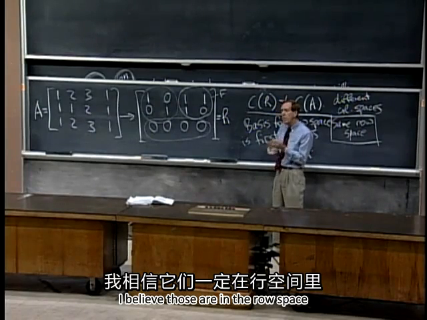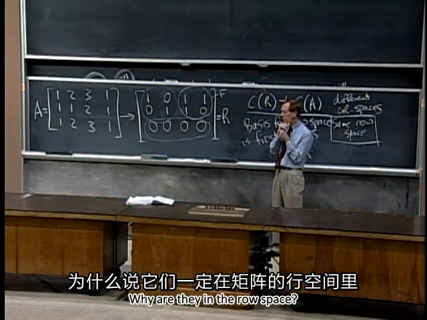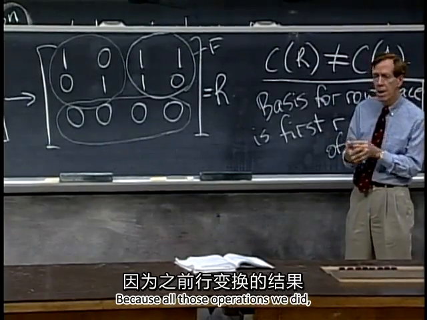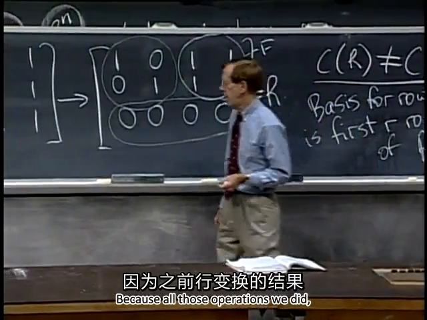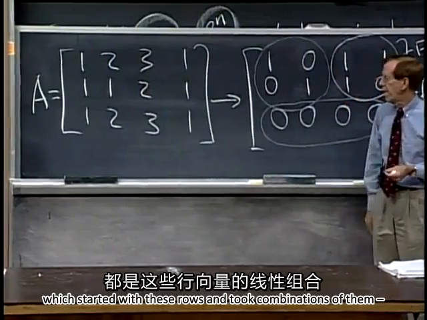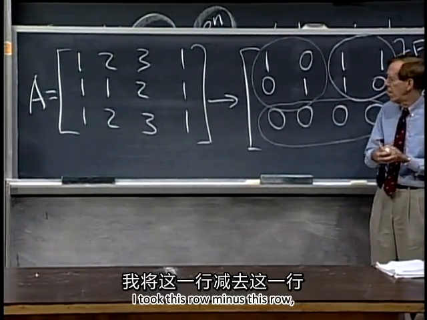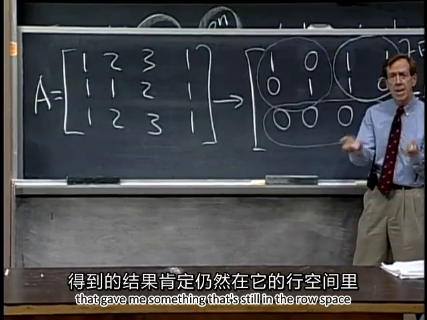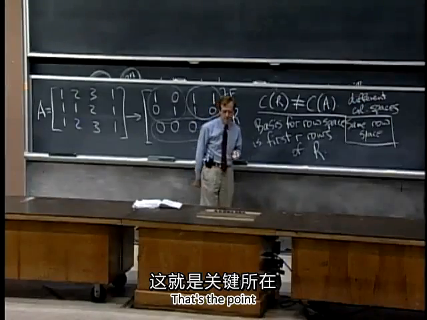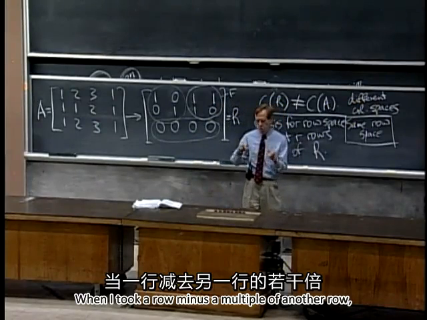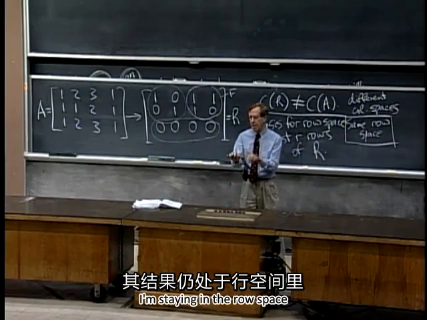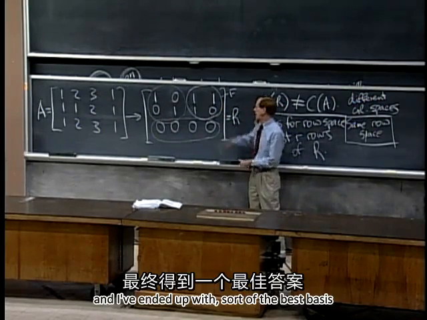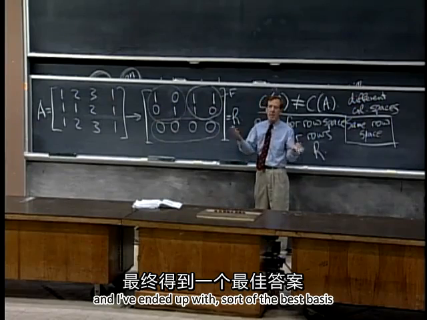I believe those are in the row space. I know they're independent. Why are they in the row space? Why are those 2 vectors in the row space? Because all those operations we did, which started with these rows and took combinations of them. I took this row minus this row. That gave me something that's still in the row space. That's the point. When I took a row minus a multiple of another row, I'm staying in the row space. The row space is not changing. My little basis for it is changing, and I've ended up with sort of the best basis.